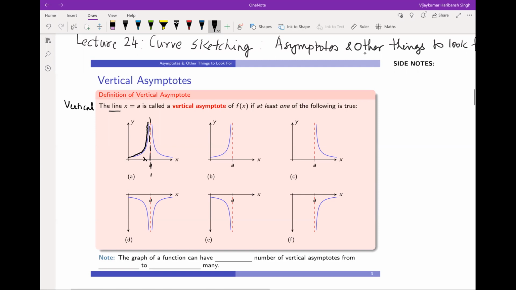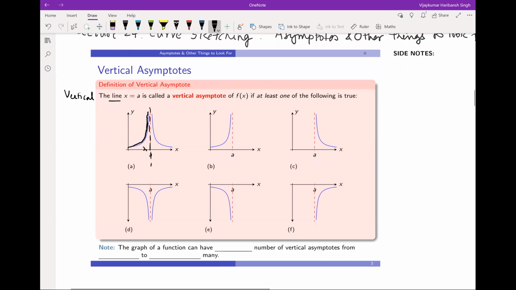Okay, so the scenario could be that as x approaches a, your f of x can go to plus infinity from both sides, or as x approaches a from the left, your f of x can go to infinity, or as x approaches a, your f of x can go to minus infinity, or as x approaches a plus, your f of x goes to plus infinity, or as x approaches a plus, your f of x goes to minus infinity. So all these cases give rise to a vertical asymptote at x equals a. We discussed this already when we were considering the limits.